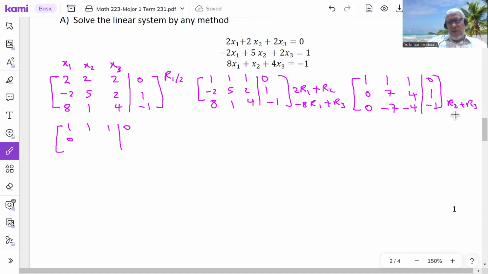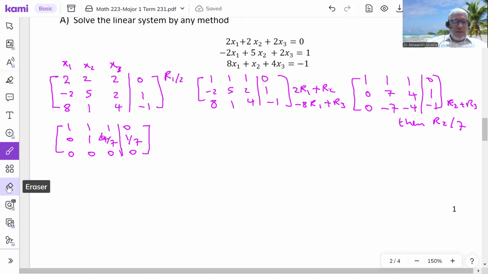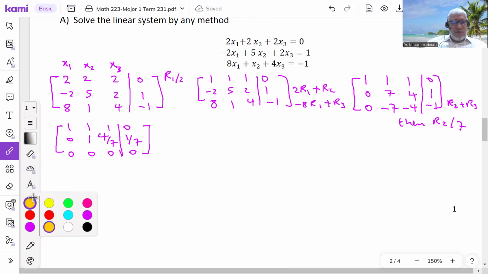And I also can divide R2 by 7 to have 1 here. So adding row 2 plus row 3: 7 minus 7 is 0, 4 minus 4 is 0, and 1 minus 1 is 0, and then I divided row 2 by 7. This is the final shape in the Gauss elimination method.